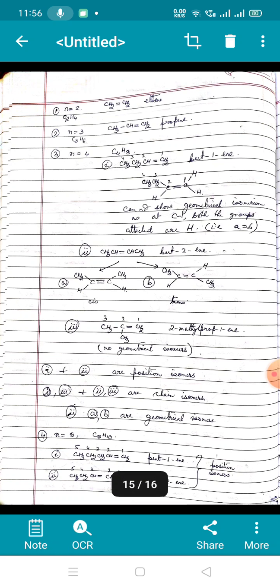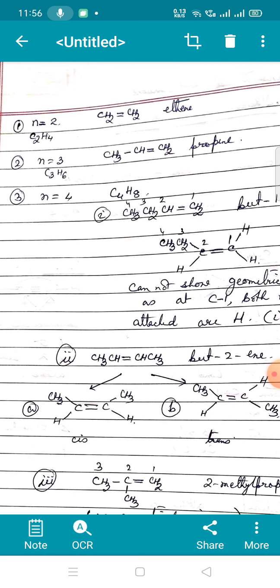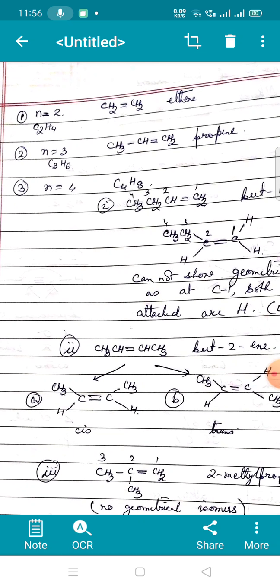So let us go to the nomenclature part. Let us begin with n equal to 2. The molecular formula is C2H4 and the name of the compound is ethene. Eth because there are 2 carbons. The suffix ene is because it is the alkene family. Then we make n to be 3 and the molecular formula is C3H6. So we write the condensed formula CH3CH=CH2. The name of this compound is propene.